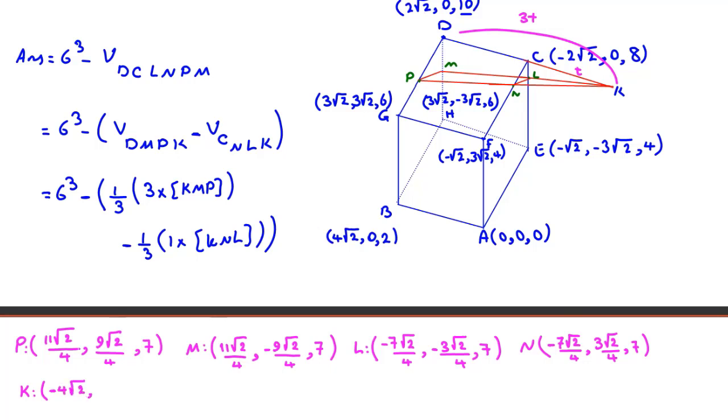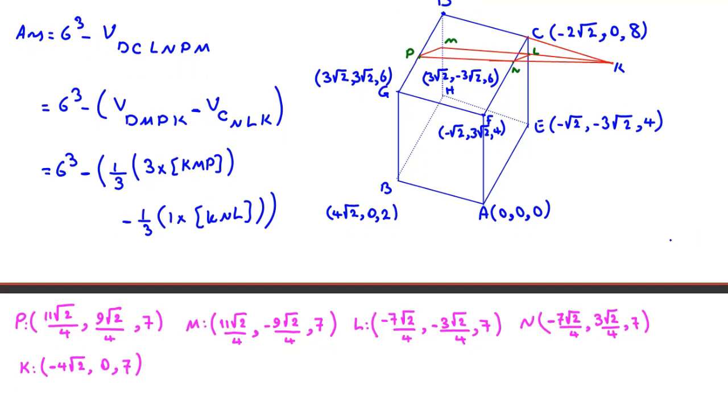And y coordinate, because it's 0, it will be 0. Z coordinate, we know 7, but if you check 3 times 8, 24, minus 1 times 10, 24 minus 10, 14 over 2, 7 again. Okay, so we found all these things. Now the only thing we need to calculate is to find area of KMP, area of KNL.